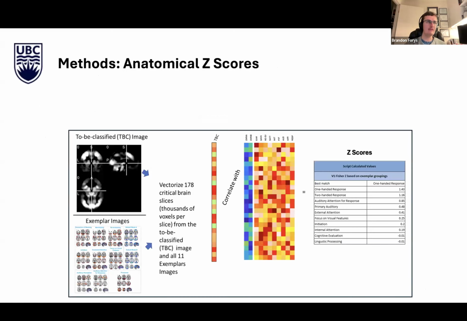So again, in brief, we calculated the anatomical Z-scores, which is a way of being able to classify what kinds of networks are appearing at different points during the task using the classification algorithm. And these networks often ended up including a motor response network, auditory networks, and just general attentional networks that were at play when people were attending to the task. Happy to discuss this more afterwards, of course.